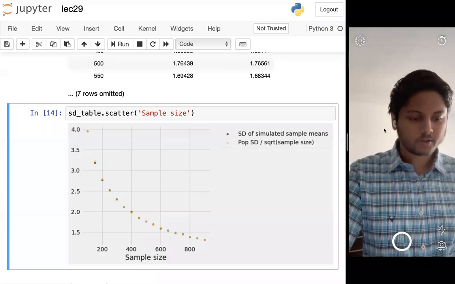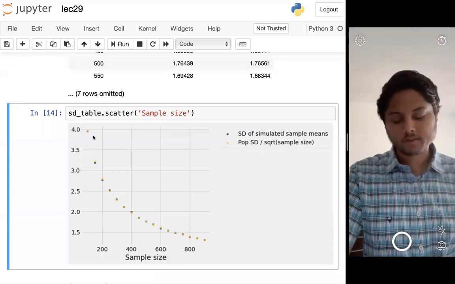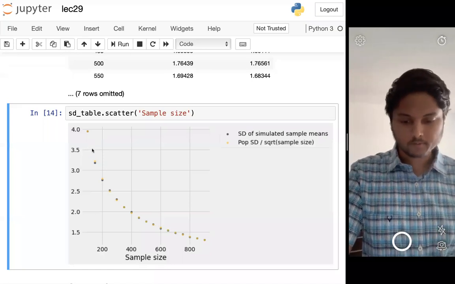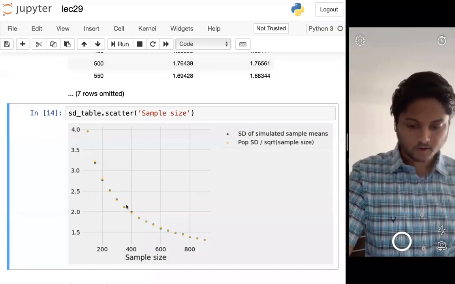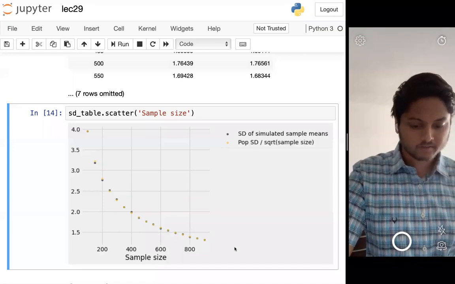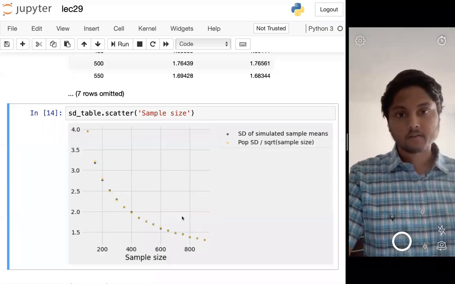Oh, this is a good question. Does it asymptote to 1? So what that means, if you're not familiar with asymptote, is basically, does this curve keep going down all the way and then flatten out at 1? It actually flattens out to 0.